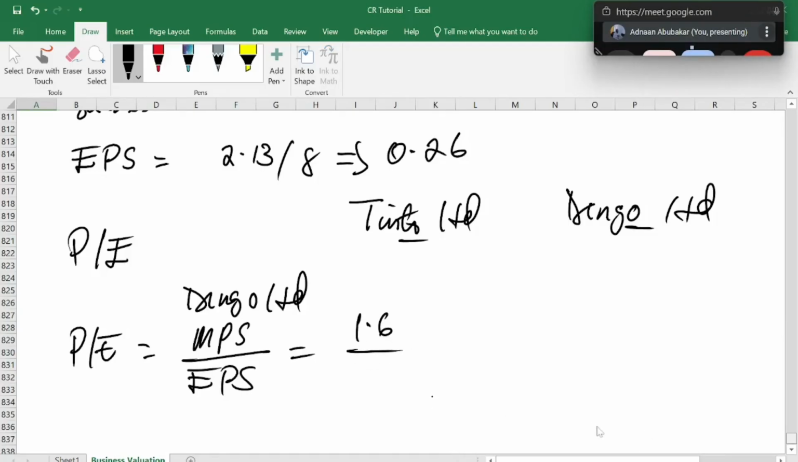And what about earnings per share for Dingo? Earnings per share for Dingo is 0.28. If you divide it, what do you have? 0.57. So now we know the PE ratio for Dingo is 5.7. Now we can use this to define the PE ratio for the unlisted, Tinto Limited.